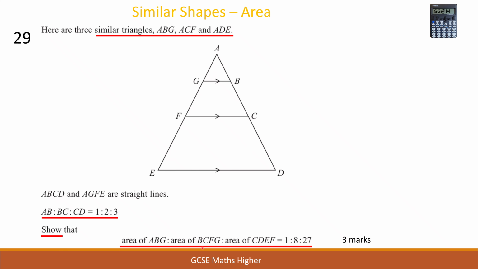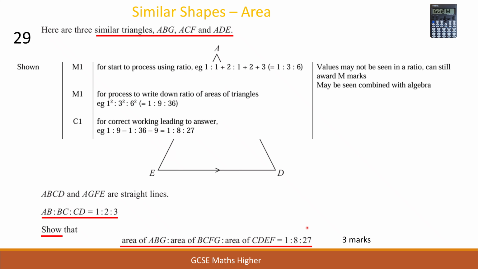And you've got to show that the area of ABG, the area of BCFG, to the area of CDEF is in the ratio 1 to 8 to 27. Now remember, when you're looking at ratio for area compared to length, you have to square the values. So there's a little hint for you.